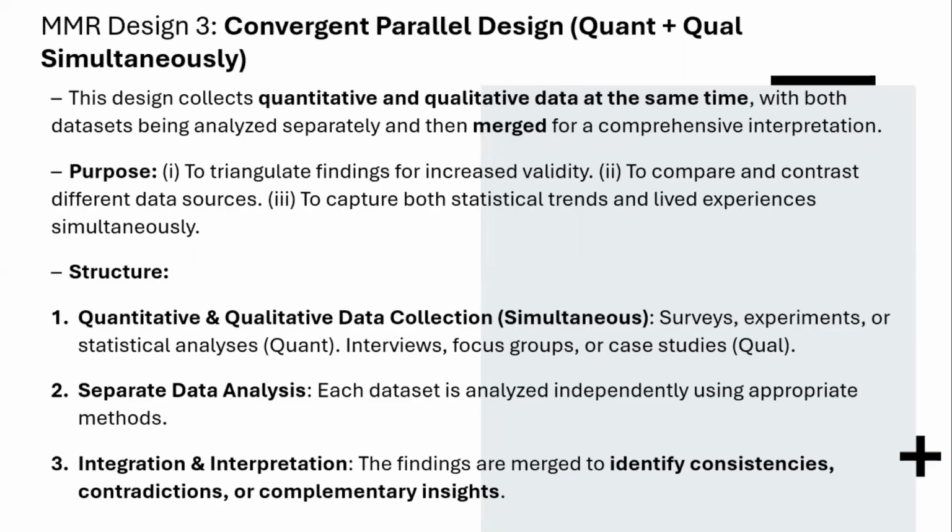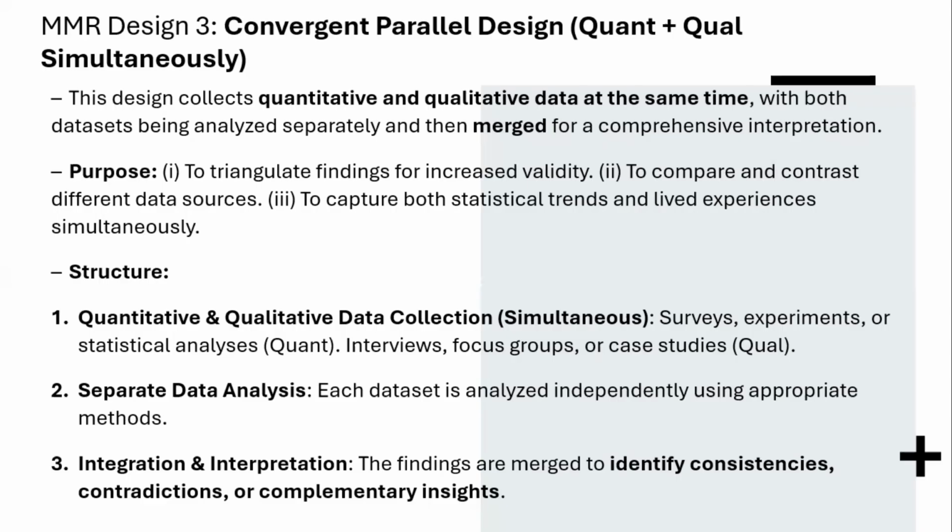Now, let me put this in context. In the sequential, you go and collect quantitative data. You analyze it. You know your findings. Then you use your findings to go and collect qualitative. That is the explanatory. In the exploratory, you collect your qualitative data. You analyze it. You know your findings. Based on your findings, you gather quantitative data.